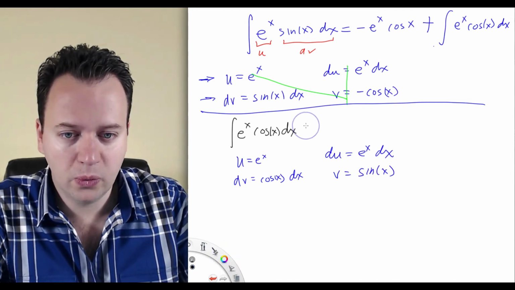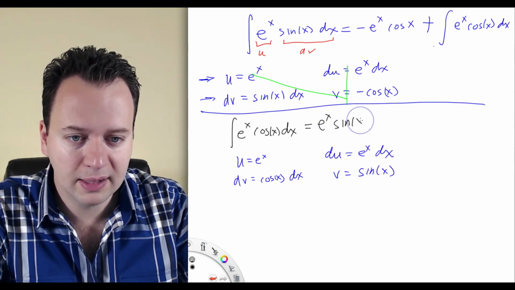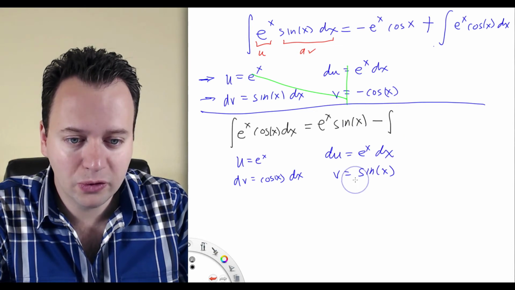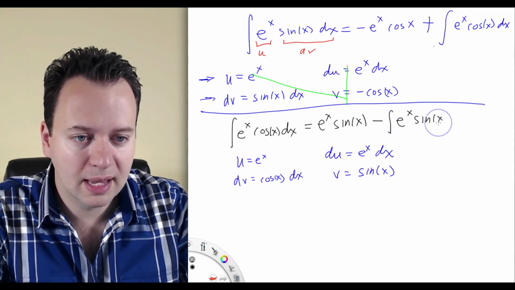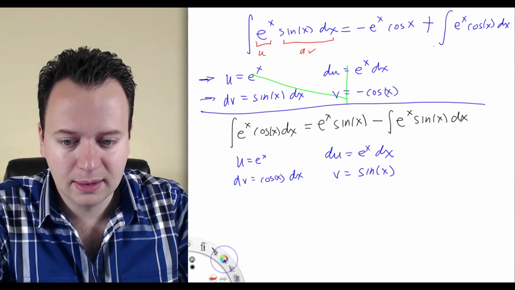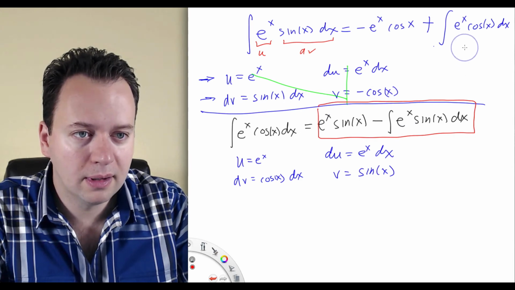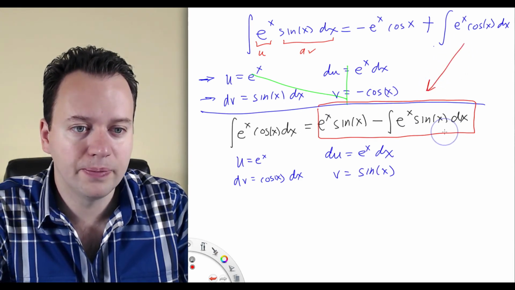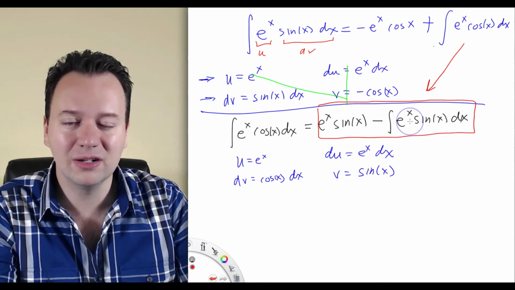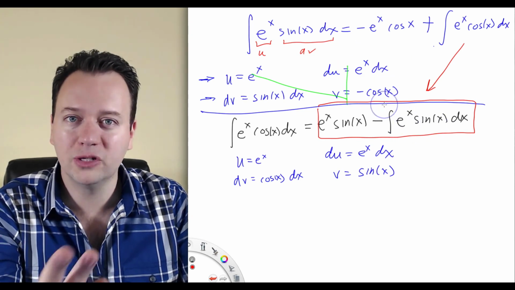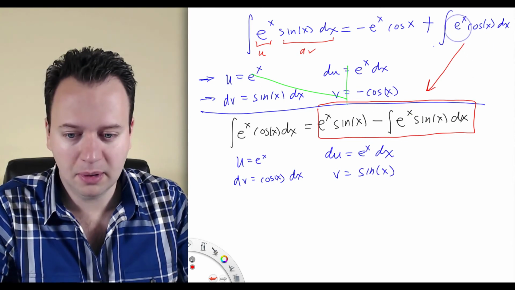Okay, so this one is equal to uv, e to the x sine of x, minus the integral of v du. So minus the integral of e to the x sine of x dx. So this piece right here is what that integral is equal to. Again, it doesn't seem useful because, hey, this is the integral of e to the x sine of x, which is what we're trying to find out to begin with. We're just going in circles here. But let's substitute this thing into here and just see what comes of it.